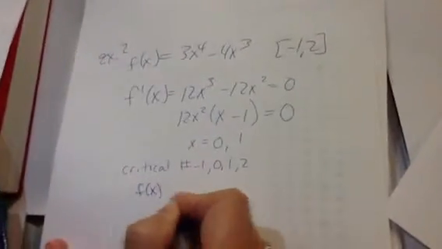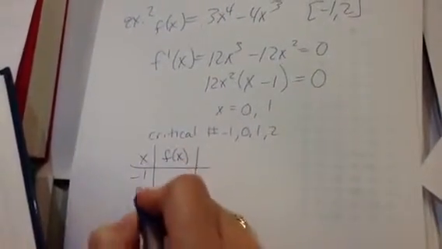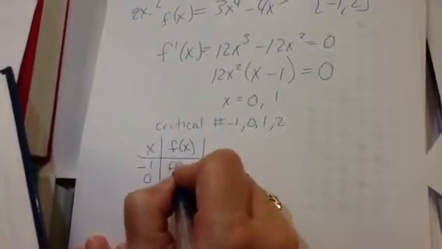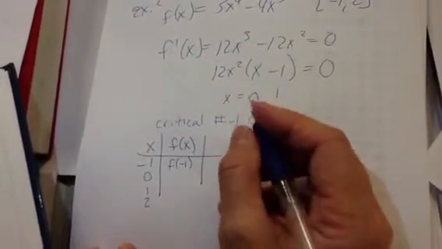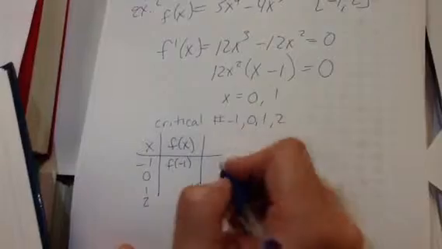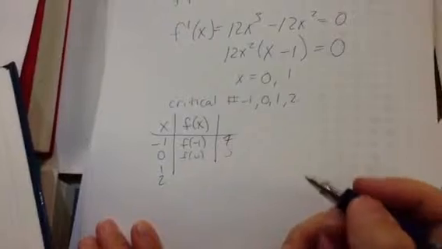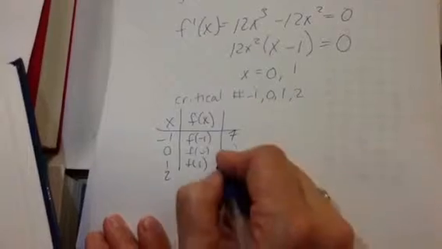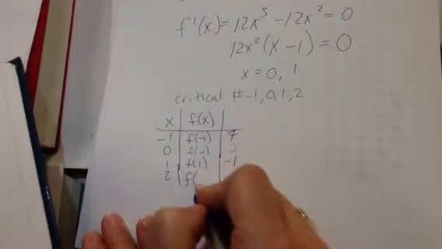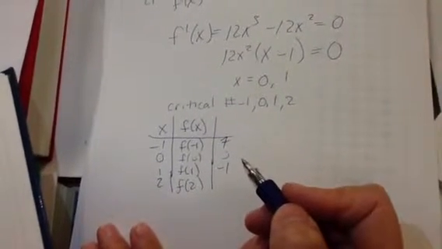We'll go back to the original. So what I have here is f of x, and I am going to put x here. So I put in a -1, a 0, a 1, 2, and I plug in -1, and I'm going to get 3 plus 4, which is 7. Then I plug in a 0, and I get 0. And then I plug in a 1, and I get 3 minus 4, which is a -1. I plug in 2. 16 times 3 is 48. Minus 32.